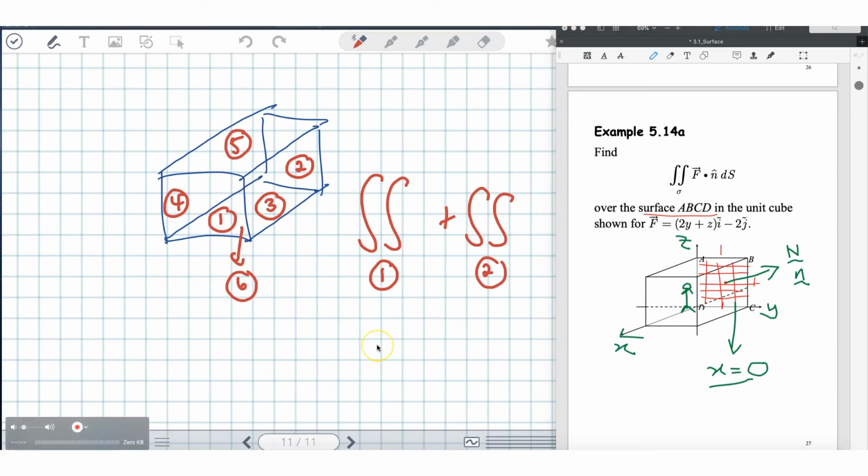Oh yes, I should mention that when we have a closed surface, it should be related to a solid. So let's say they ask you to compute the surface integral for the whole solid. Then you have to compute the surface integral for the specific surfaces which are covering the solid.